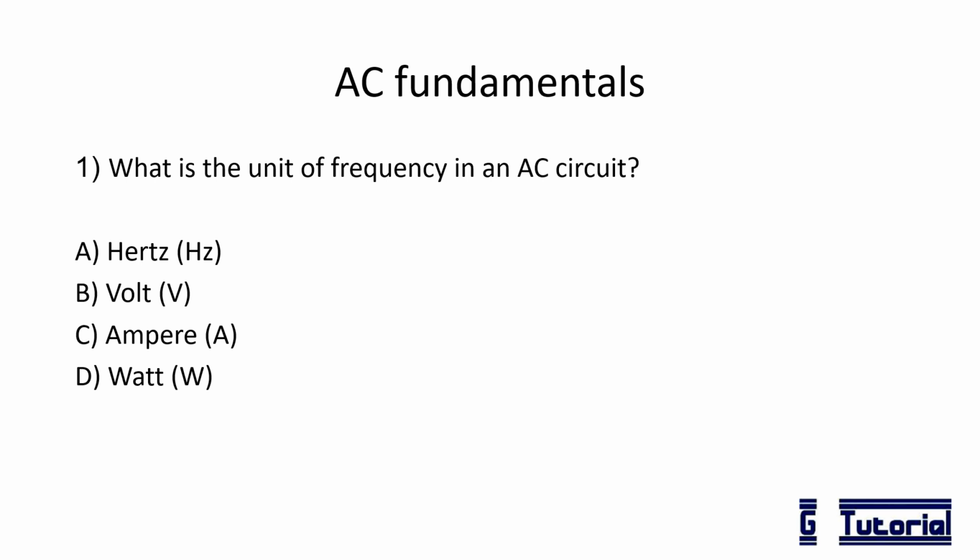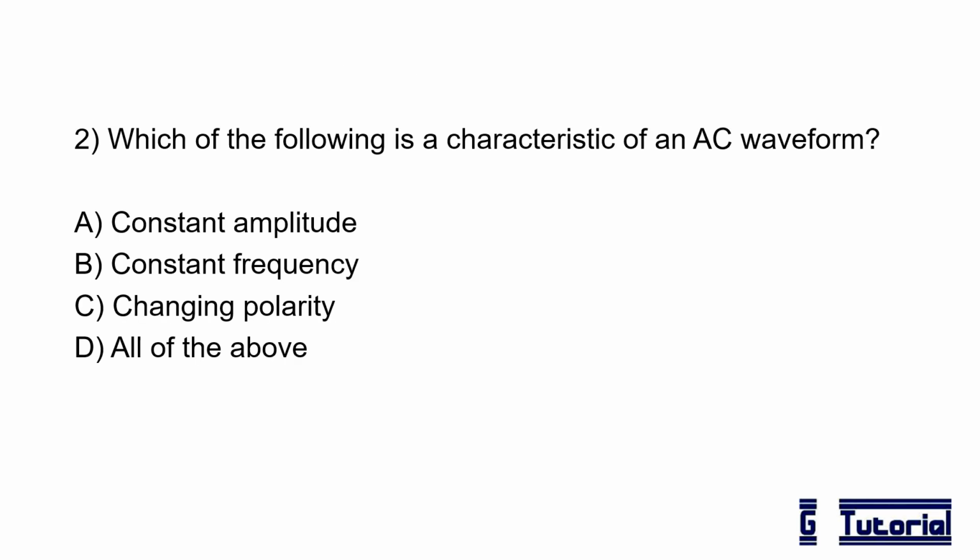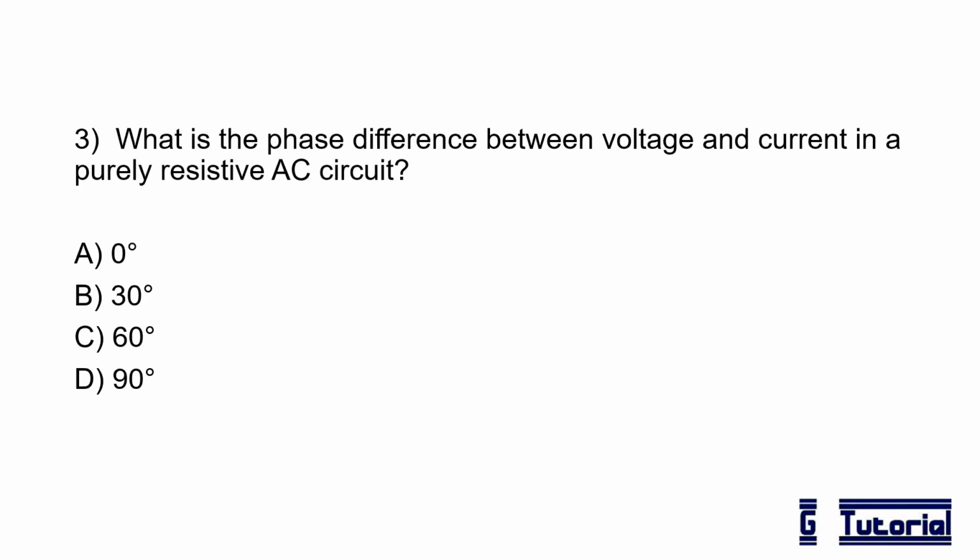First question, what is the unit of frequency in an AC circuit? The unit of frequency is hertz. Next question, which of the following is a characteristic of an AC waveform? Changing polarity is the characteristic of an AC waveform. What is the phase difference between voltage and current in a purely resistive AC circuit? We have seen that in a purely resistive AC circuit, voltage and current are in phase. That is, the phase difference is 0 degrees.